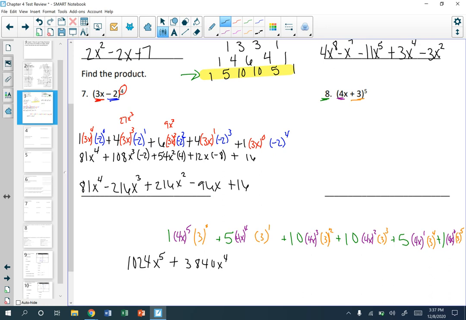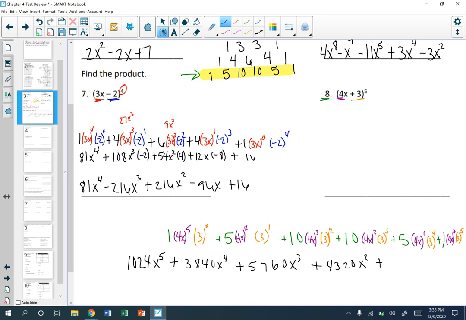And then same thing, I'm going to take 4 to the 3rd times 10, and then I'm going to multiply by 9 to get 5,760 x cubed. Wow, that got messy. Plus 4 squared is 16 times 10 is 160 times 27 gets me 4,320 x squared.